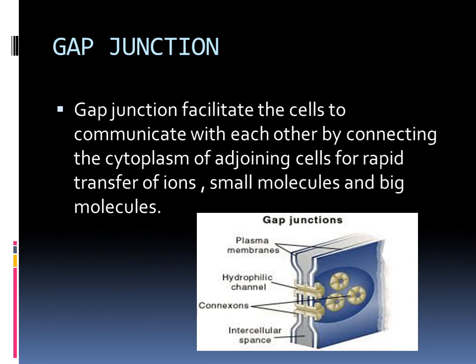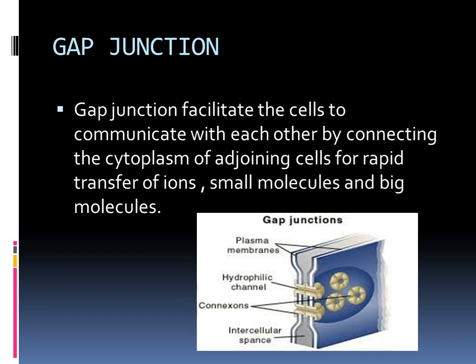The third junction is gap junction. There is a gap. So what is its function? Gap junction facilitates the cells to communicate with each other by connecting the cytoplasm of adjoining cells for rapid transfer of ions, small molecules and big molecules. Here, what happened? There is a gap between the two cells.